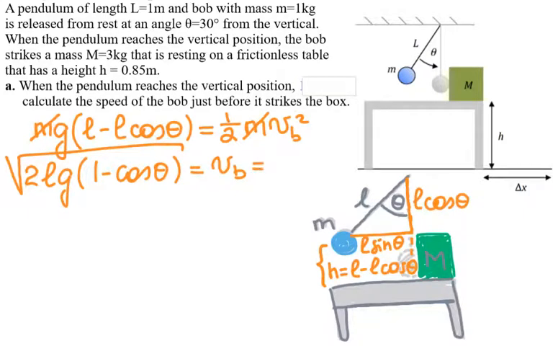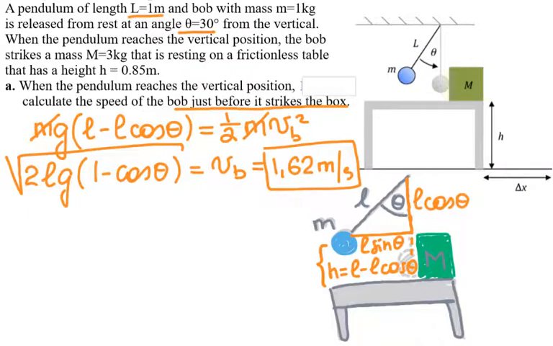If I plug in my numbers, I will find the answer to the question: the pendulum reaches the vertical position. Calculate the speed of the bob just before it strikes the box. That's the speed of the bob right before it strikes the box, and that is 1.62 meters per second. If you plug in the numbers, L is given, the angle is 30 degrees, and this one is not needed yet.